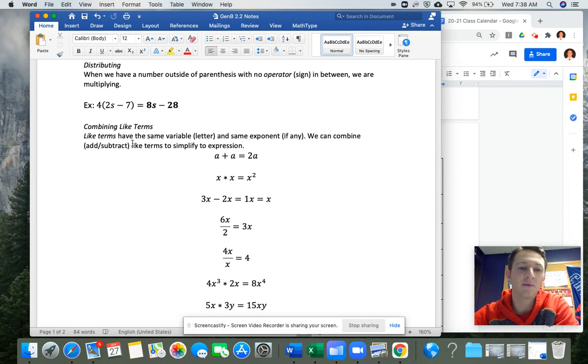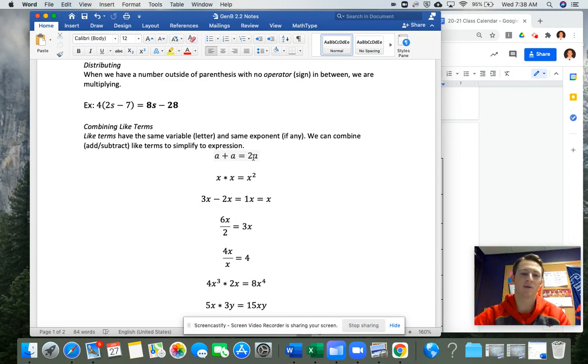So like terms are terms that have the same variable or same letter at the end, and the same exponent if there is any of them. So we can combine these by adding and subtracting or multiplying them together to simplify our expression. So here we have a plus a, which is actually 1a plus 1a. There's an imaginary 1 in front of any variable. And 1a plus 1a, that equals 2a's, because we're just adding 1 apple plus 1 apple.